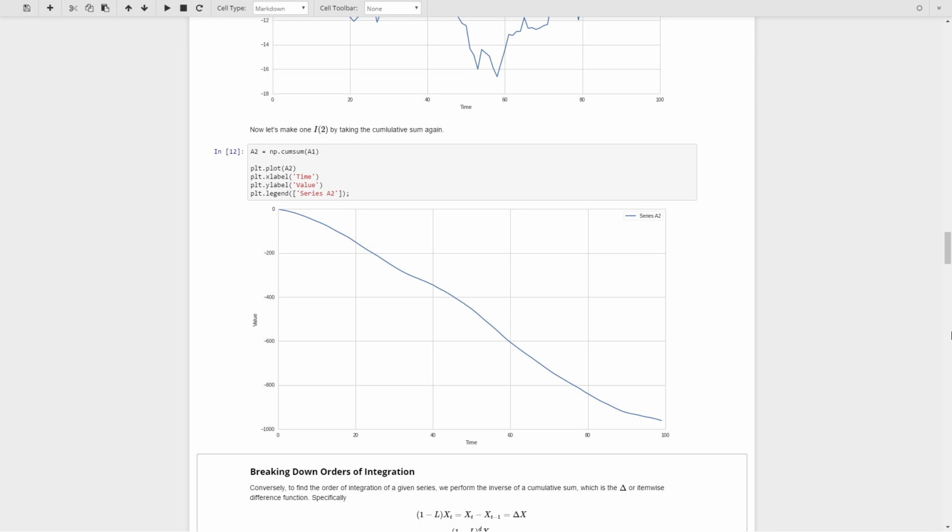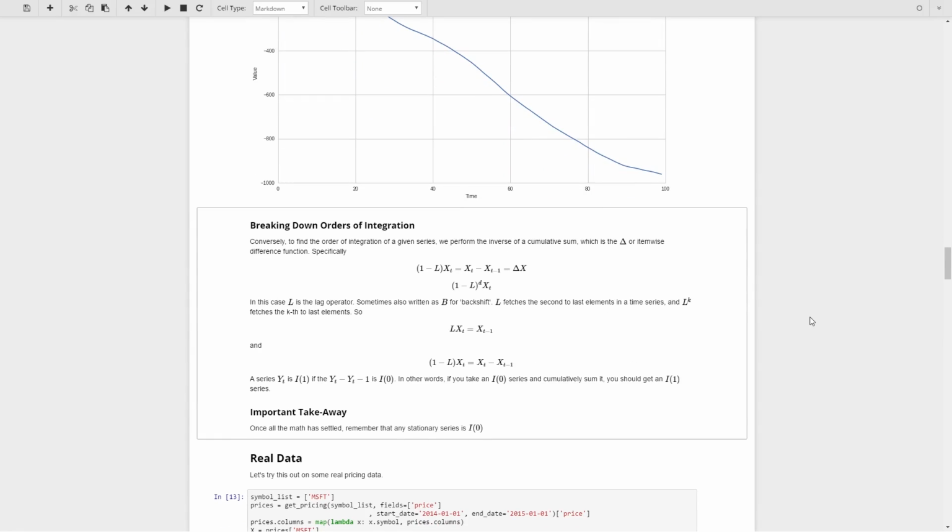Now to go in the other direction, what we need to do is we take the first order differences. So first, we're going to introduce a little bit of mathematical notation, namely this backshift operator, L. So if L is applied to any element of a time series, it immediately outputs the previous element of that time series. So here we see L applied to x_t yields x_{t-1}. So we can represent the first order differences, x_t minus x_{t-1}, as (1 minus L) times x_t.